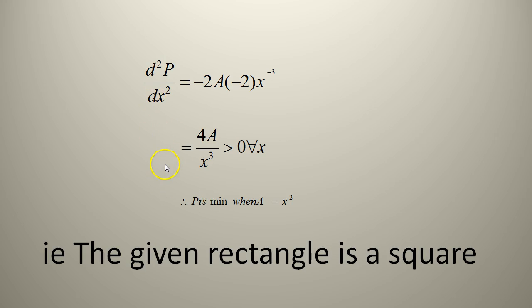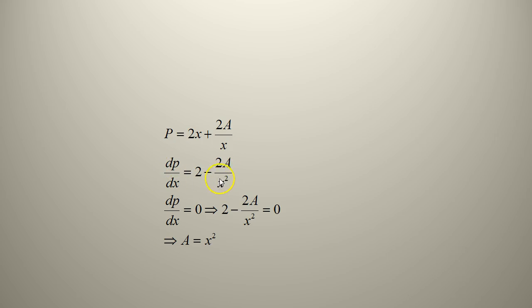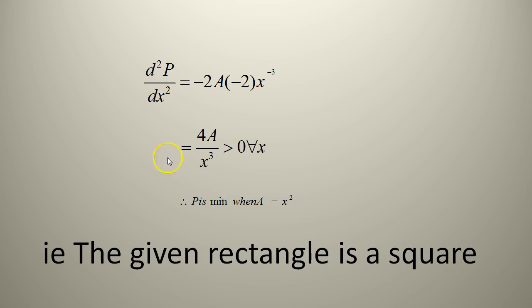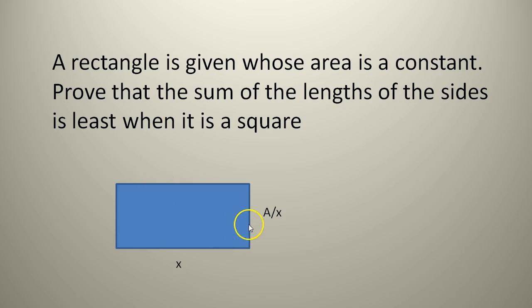Now d2p by dx squared, the second order derivative, would be derivative of x raised to minus 2, which is minus 2 x raised to minus 3. So this would give you 4a by x cubed, which is greater than 0 whatever be your value of x. So the perimeter is minimum when a equal to x squared because second order derivative is greater than 0 and x is positive. A equal to x squared means the breadth is also x. So the given rectangle is a square.